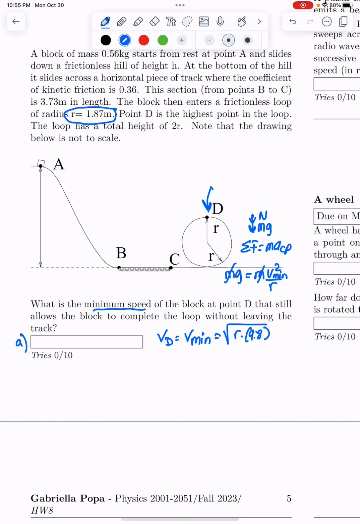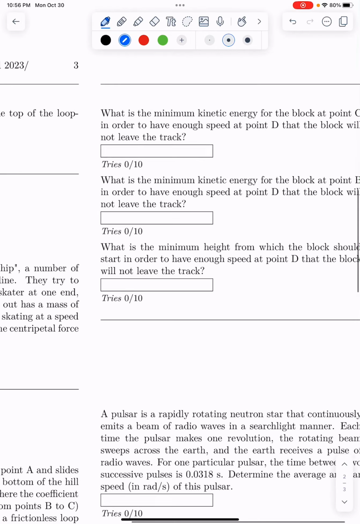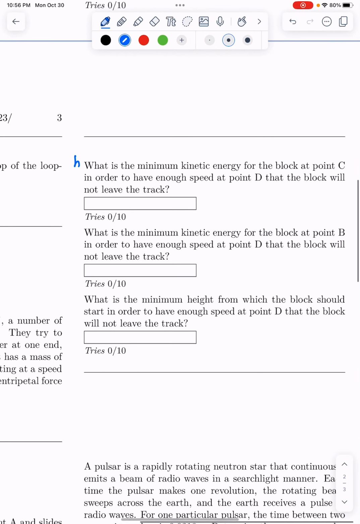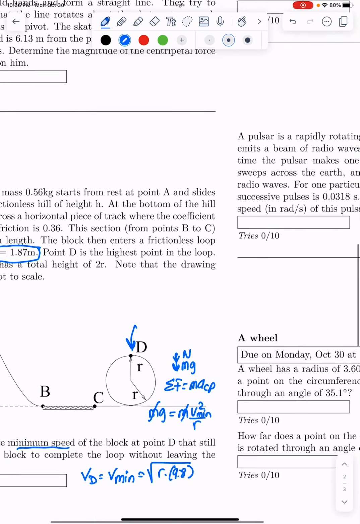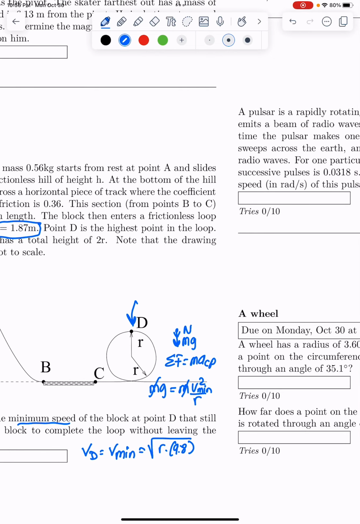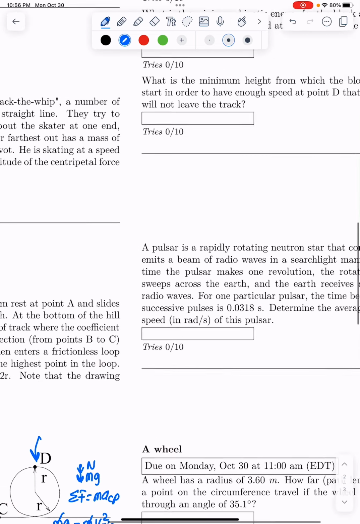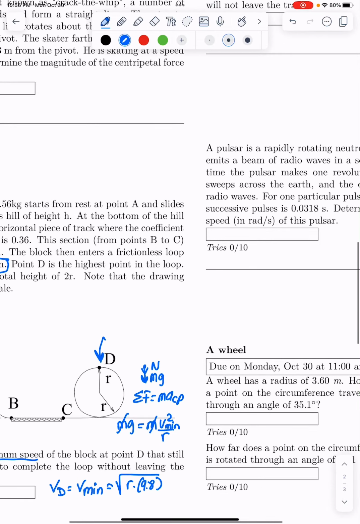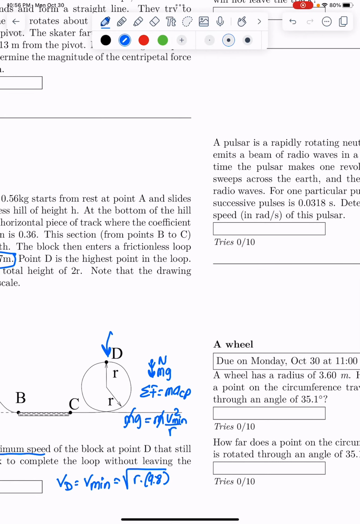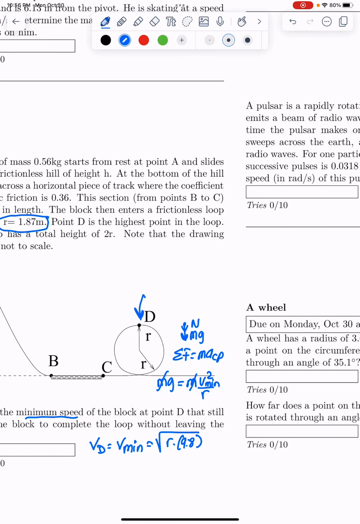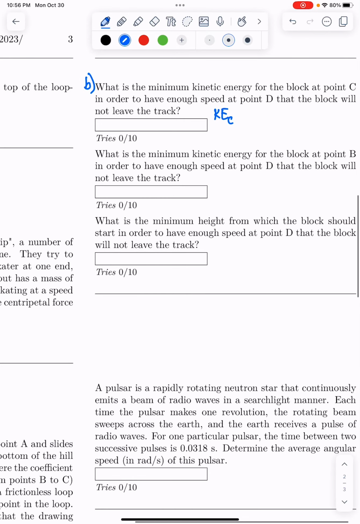So that is part A. For part B, it's asking what is the minimum kinetic energy for the block at point C in order to make it to D. So let's see what happens between C and D. Between C and D there is no friction, so energy is conserved. And let's see what else happens. So we are going to measure everything relative to C, so no potential energy at C. So between C and D, total energy is conserved, energy at C equals energy at D.